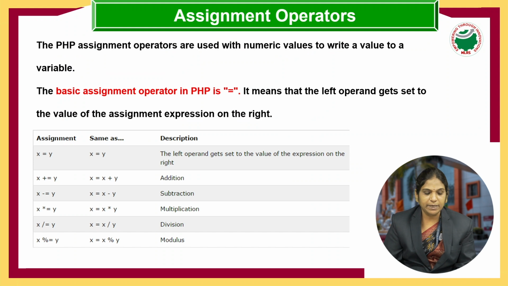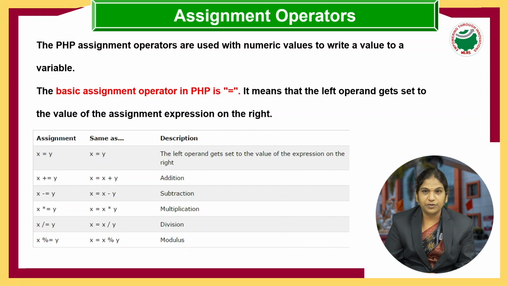Next, assignment operators. The basic assignment operator in PHP is equal to. If there are two equal to signs, it is treated as a comparison operator, but a single equal to sign indicates an assignment operator. It means the value present on the right side of the sign will be assigned to the variable on the left side. So here, x equal to y: the left operand gets set to the value of the expression on the right operand, meaning the y value is going to be assigned to x.